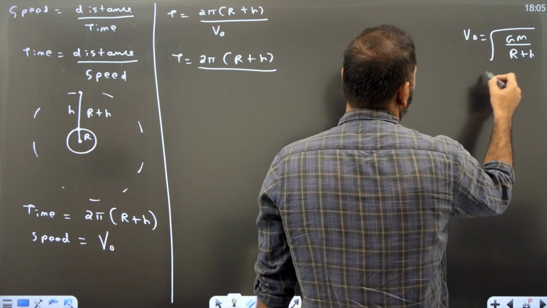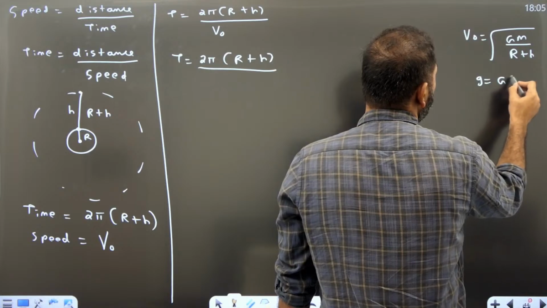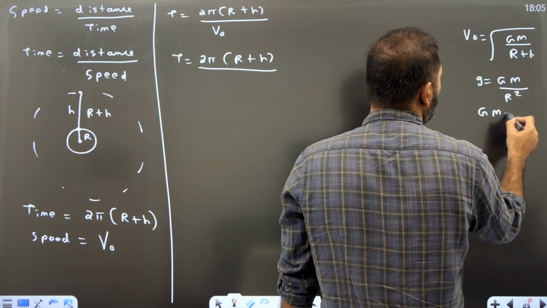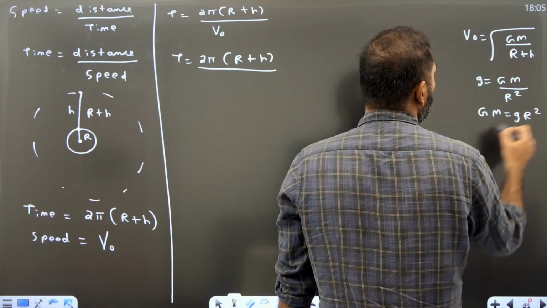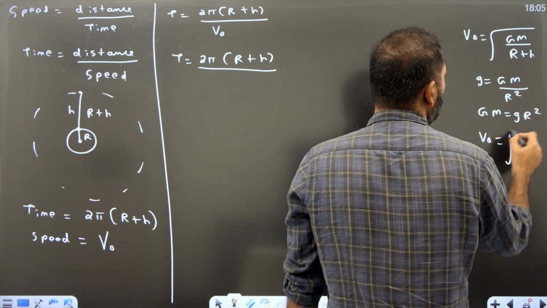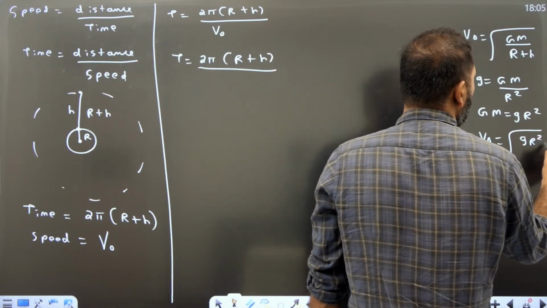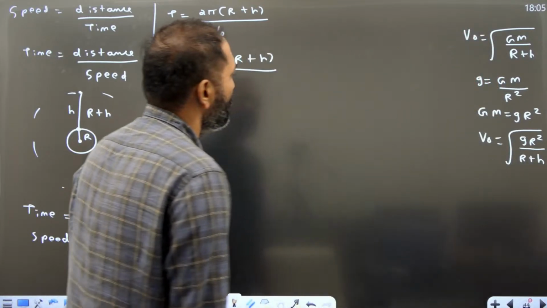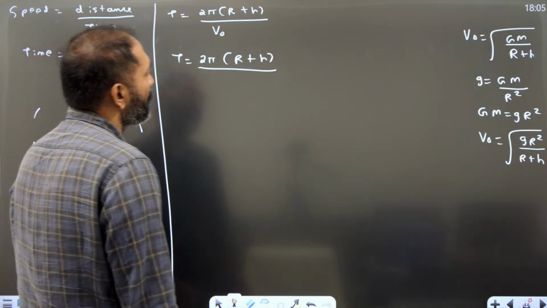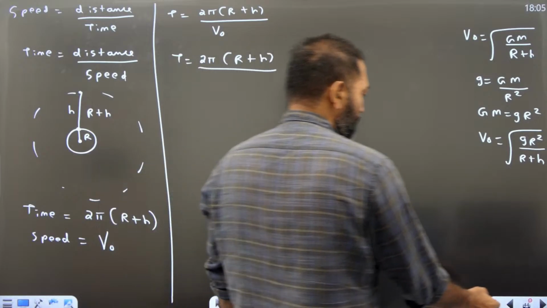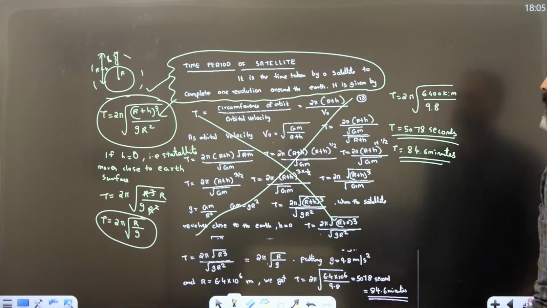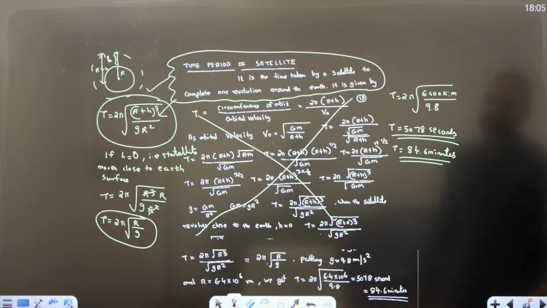But we know that g is equal to GM by r square, so instead of GM I can write g r square. So what is the equation for orbital velocity? Root g r square by r plus h. Any doubt?